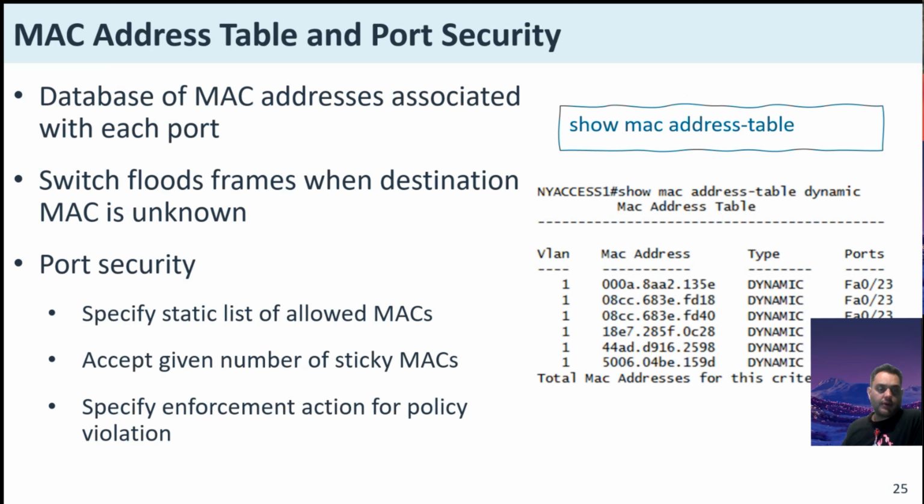MAC address table and port security. A switch learns MAC addresses by reading the source address when a frame is received on a port. The address mapping for that port is normally cached in a MAC address table. Remember, we've discussed MAC address tables before. As you can see there, it's a little demonstration of a list of the MAC addresses that have been on the network, whether they're dynamic or static, and the ports that they're occupying.